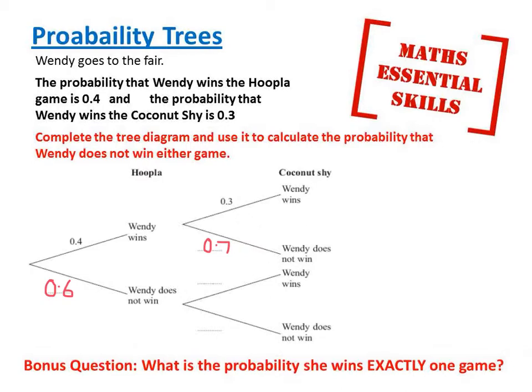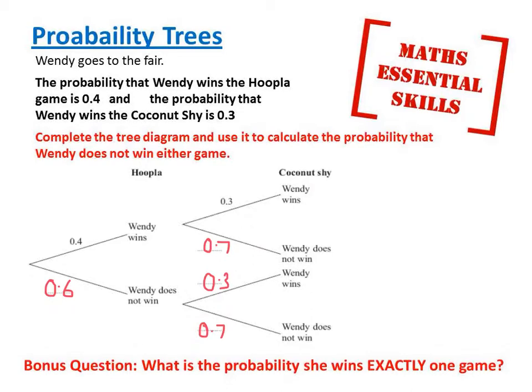Because the coconut shy is completely independent of the hoopla, they're completely separate things, it doesn't matter whether she's won or not won on the hoopla, the coconut shy will still have the same probability. Now the question says, use it to calculate the probability that Wendy does not win either game.